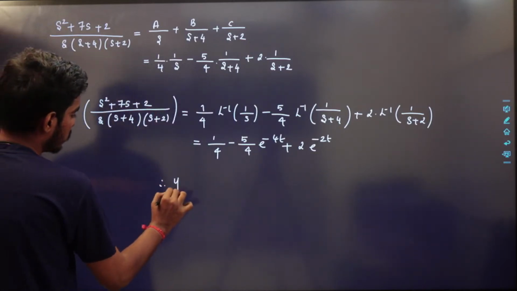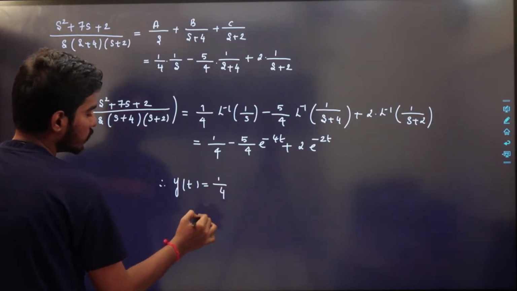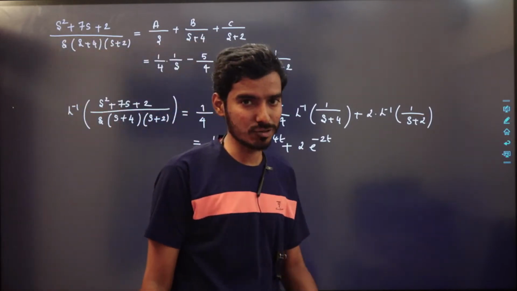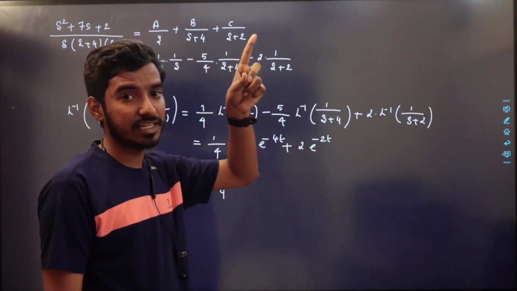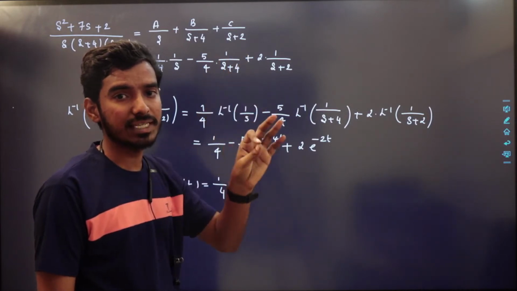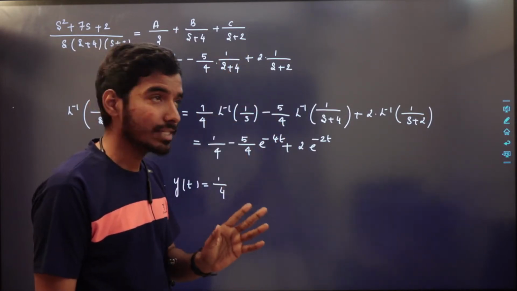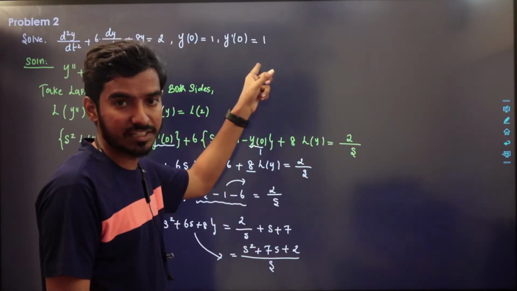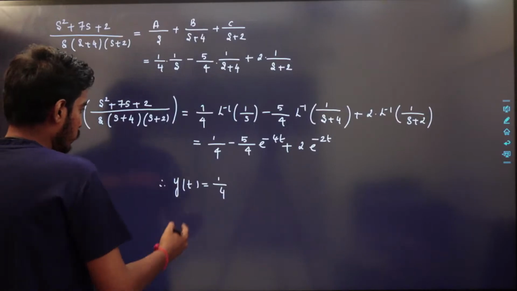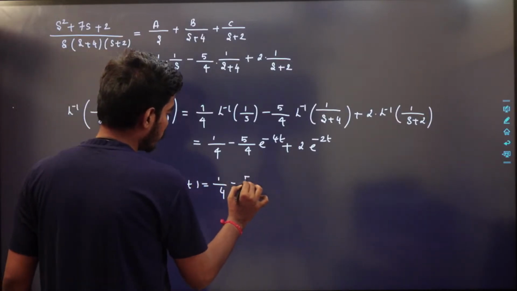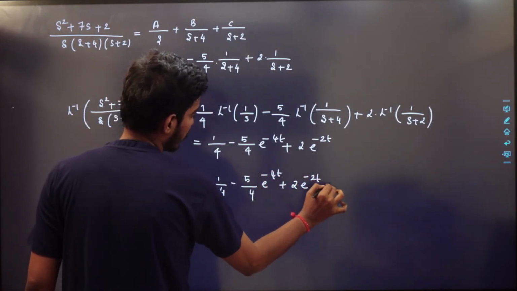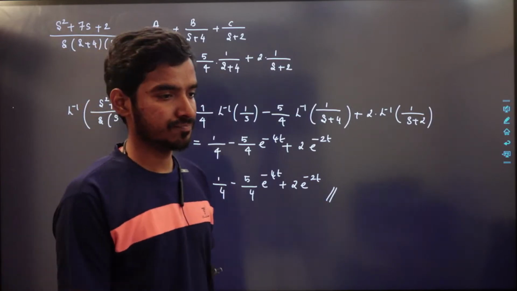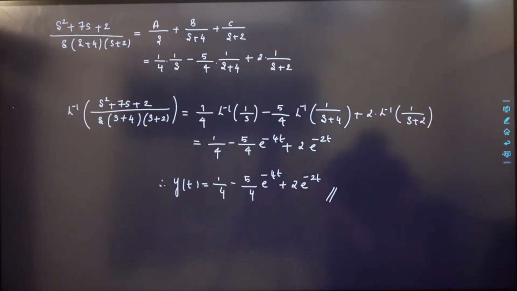So therefore the required y of t is, see, you can do the same problem using the characteristic function and particular integral also. There will be some arbitrary constants there, right? We will be writing CF using arbitrary constants. To find the arbitrary constant values, make use of these initial conditions, right? Okay. So therefore this is our required solution. Y of t is 1 by 4 minus 5 by 4 e power minus 4t plus 2 into e power minus 2t. Right? Is there any doubt? Very easy, right? No doubt, right?